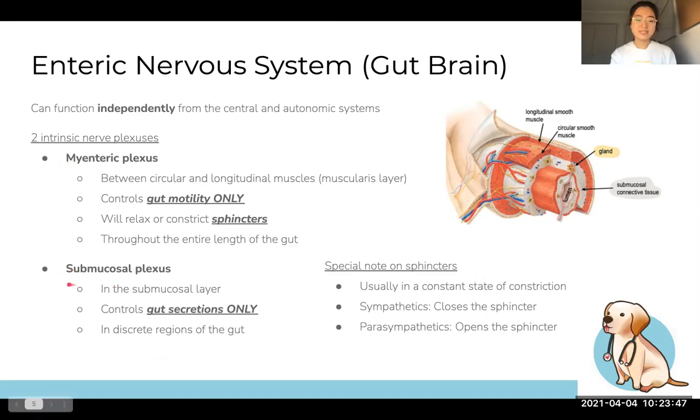Next up, we've got the submucosal plexus, located in the submucosal layer, kind of straightforward there. And these control your gut secretions. So a good way of remembering: S, secretions, M, motility. And basically the secretions are what's going to help not make you constipated. Also, a special note on sphincters. All your sphincters are constantly constricted. It's through your parasympathetics that sphincters open, and then sympathetics will just cause them to close.